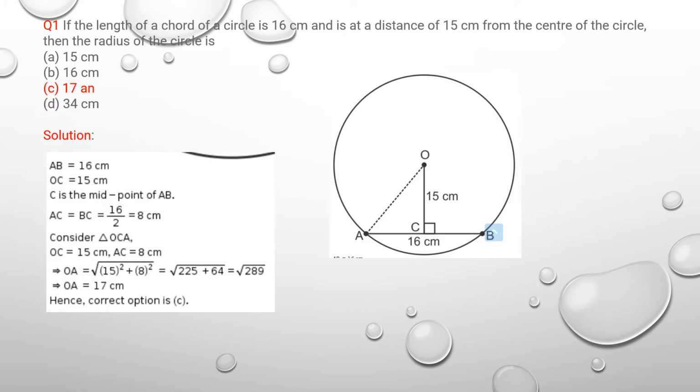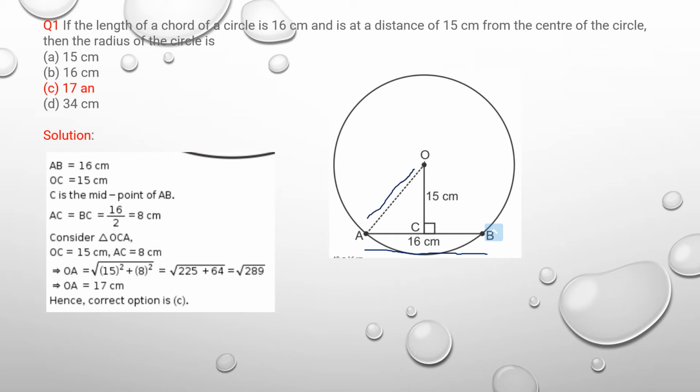Next we have problems based on these results which we have discussed. Let us see the first problem. It says that if the length of the chord of a circle is 16 centimeter, so AB is given to you as 16 centimeter, and is at distance 15 centimeter from the center, that means OC is 15, then the radius of the circle is, they are asking you this length OA.